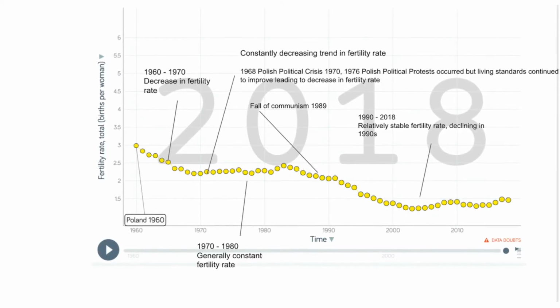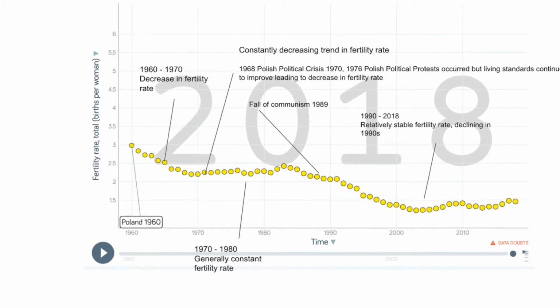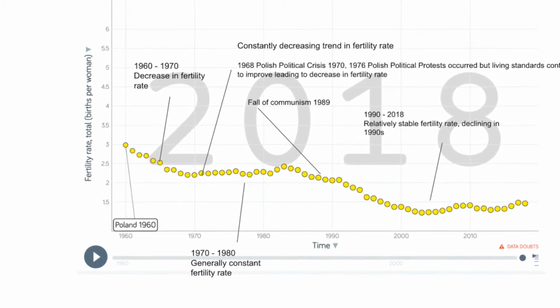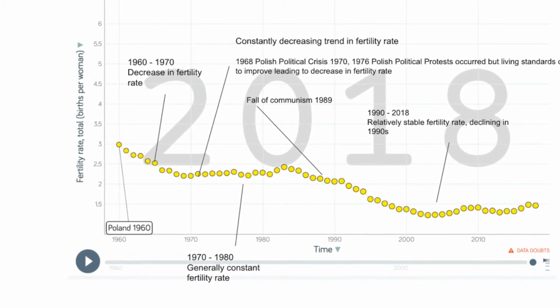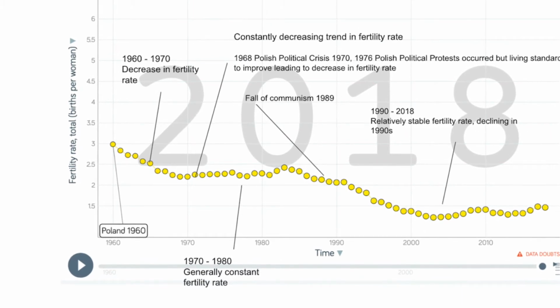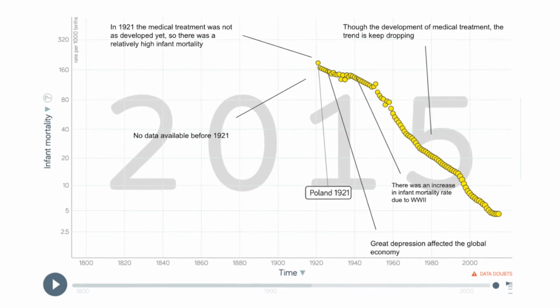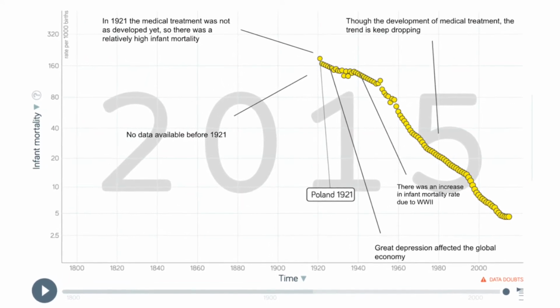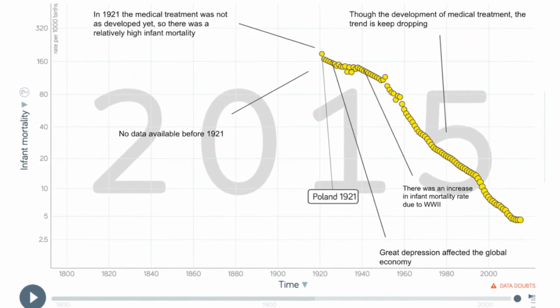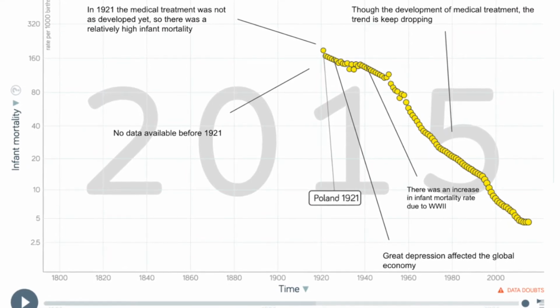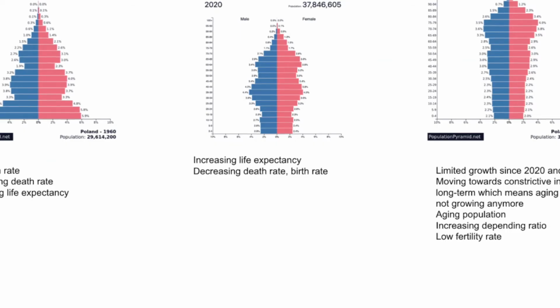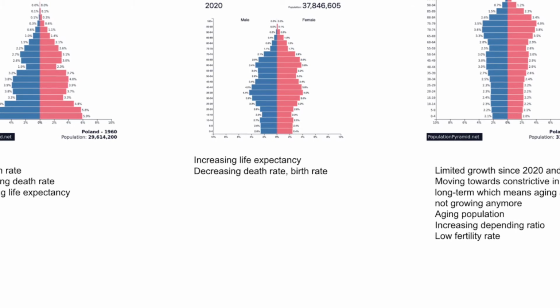Improved economic development led to better living standards. Relaxed political control meant more educational opportunities for the people, including women. The infant mortality rate continued to decrease due to improvements. However, there was a slight increase during the World War II period. This comes from the world expanding, with a relatively balanced gender ratio.